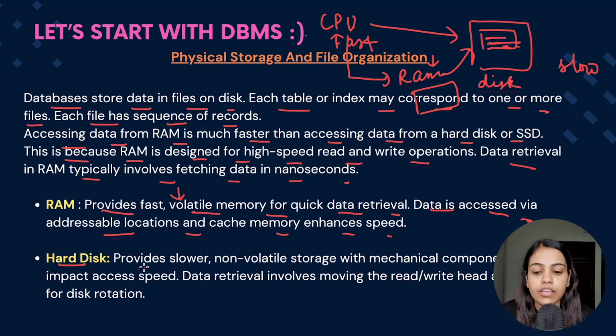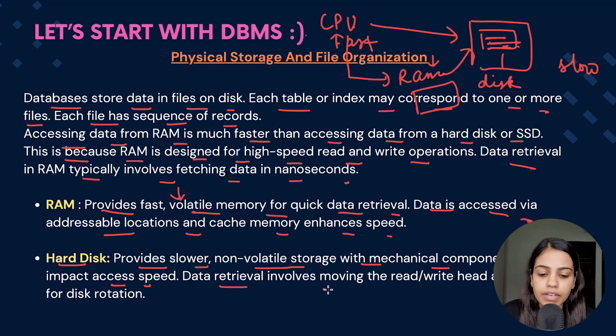Now what is hard disk? It provides slower non-volatile storage with mechanical components that impact the access speed. Since the CPU can't do a query on the hard disk itself, it goes via RAM because RAM is very fast and the hard disk is comparatively slow. Data retrieval basically involves moving the read-write head and waiting for the disk rotation.